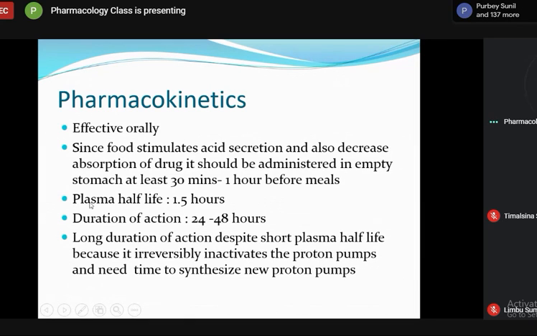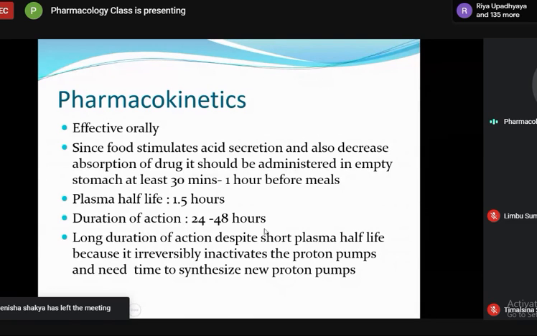Though the plasma half-life is 1.5 hours, the duration of action is 24 to 48 hours. Though it has a very short half-life, its action is very long. Why? Because of the irreversible inactivation of the proton pump. To restore the action of the proton pump, new proton pumps have to be synthesized. So the action of omeprazole will last for 24 to 48 hours.